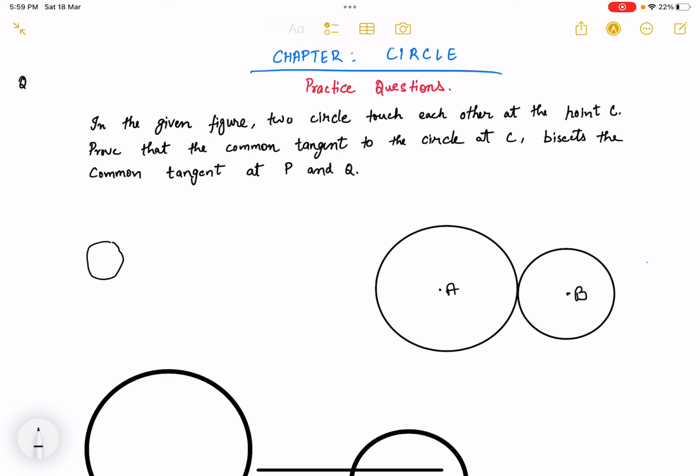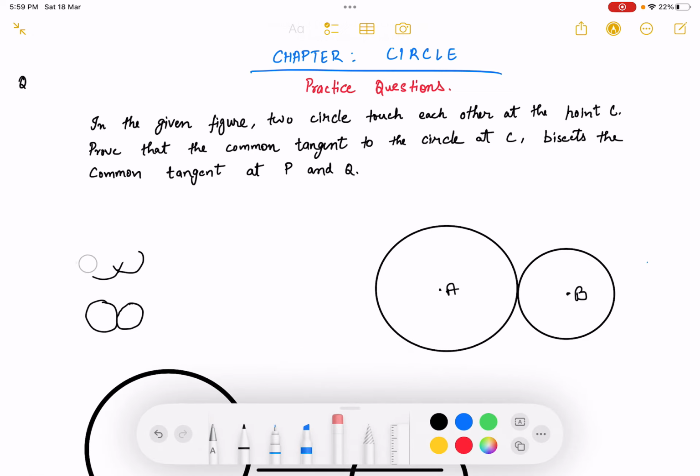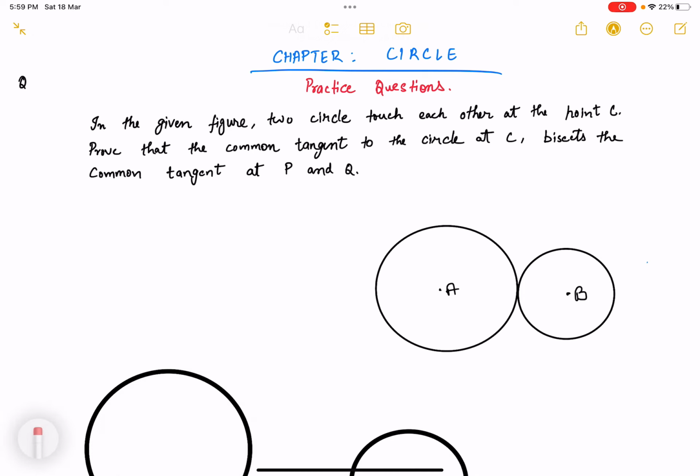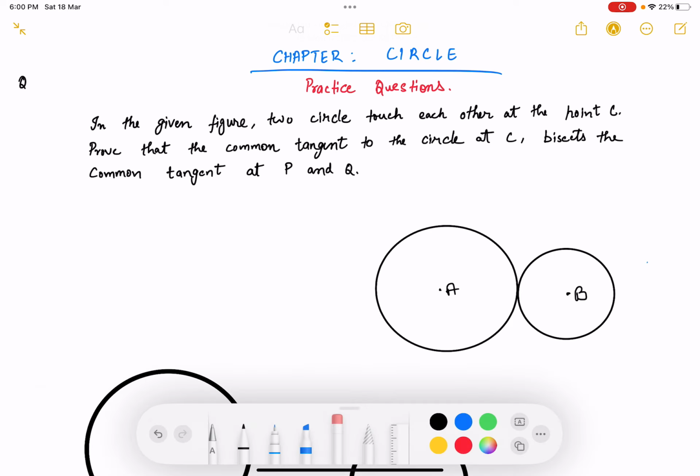So we can draw like this also. But in this case, they intersect. Okay, they don't touch. In this case, these circles touch each other. Okay, so what the question says is that the two circles touch each other at point C. And what we have to prove is about the common tangent at C, this is the point C, where they touch each other.